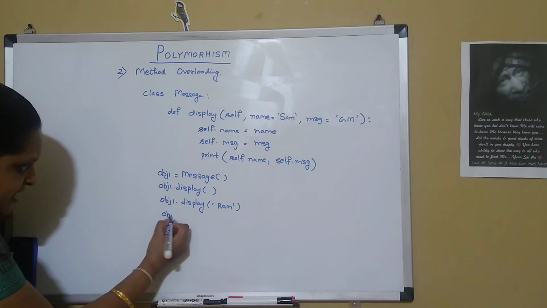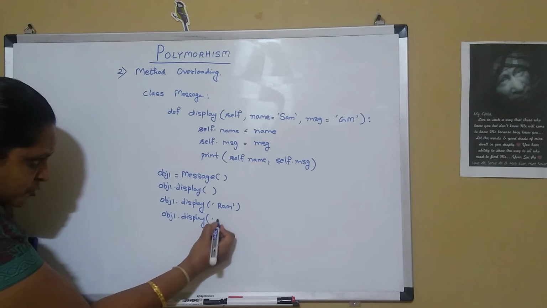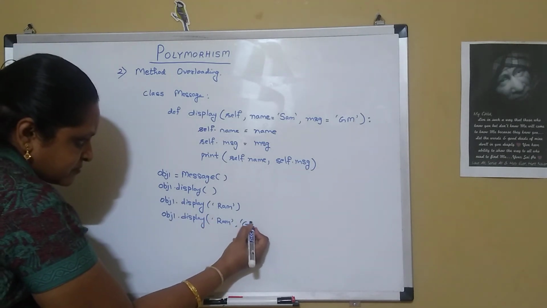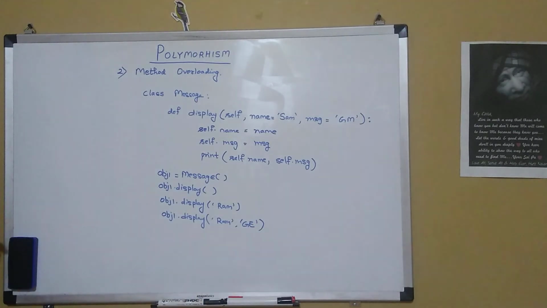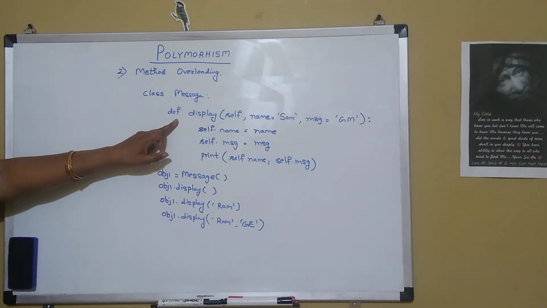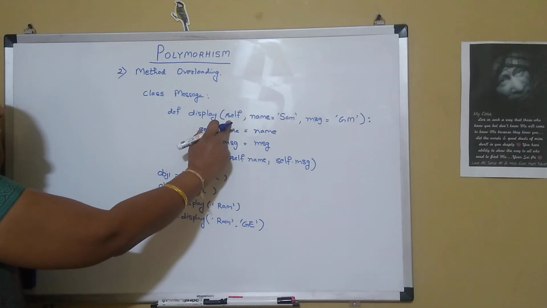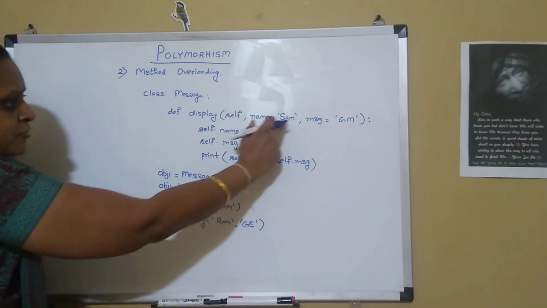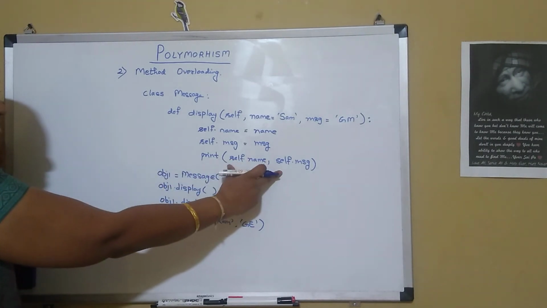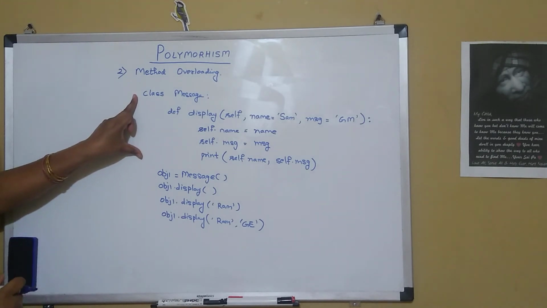And let me call the same obj1.display, which is passing two parameters, Ram and good evening. So friends, here we have a class called Message, and we have one method within that class, which takes self as the first parameter, and it is taking default arguments, and it is printing those arguments on the console. Now, as such, the class is redundant.